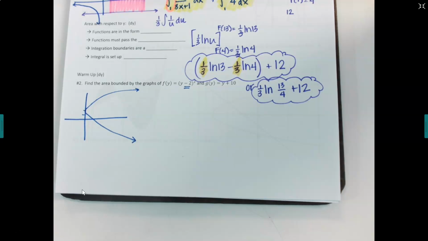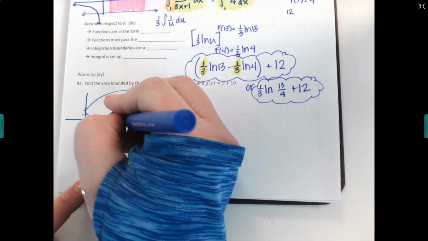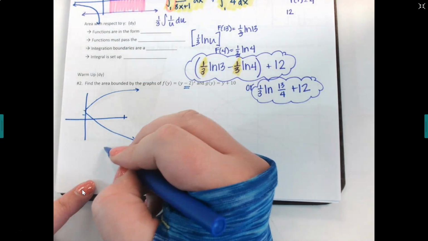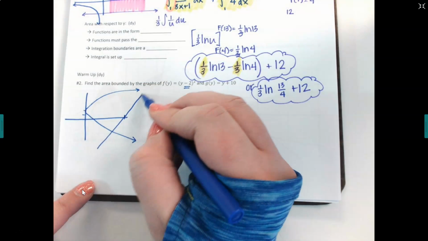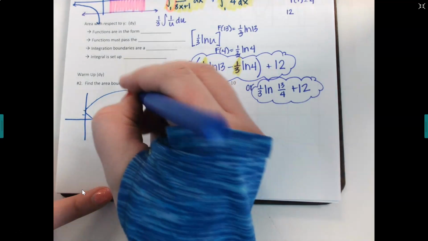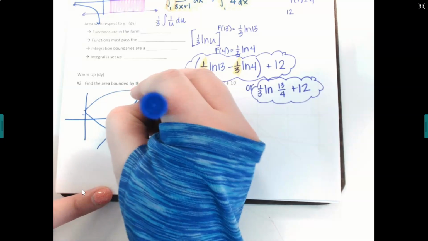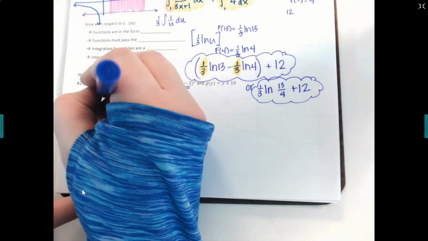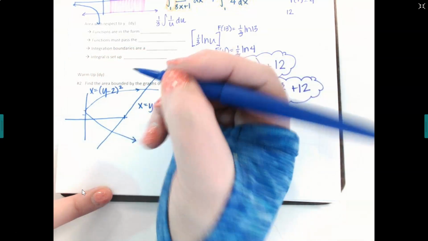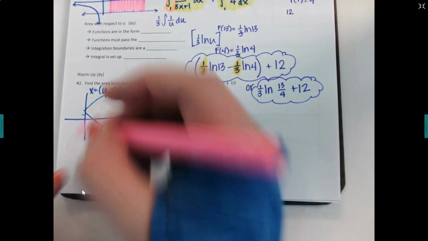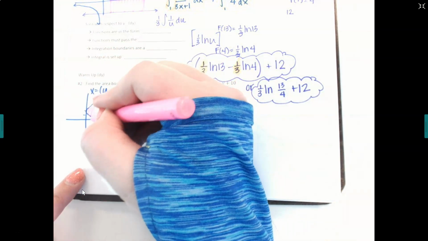Then for my other point, I have y plus 10. So that's going to be shifted up 10 here. And then my graph is going to connect something like this. Because remember, it's a straight line. So this is x equals y plus 10. And this is x equals y minus 2 squared. Now I want to find the area that's trapped between those. So that would be this right here.